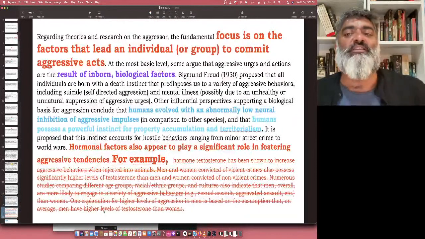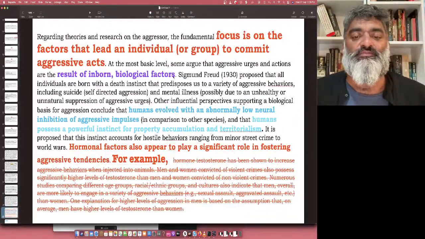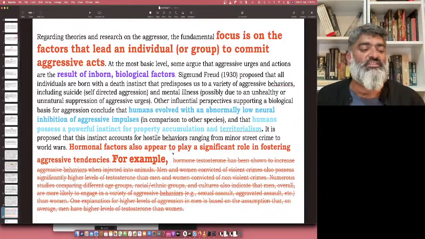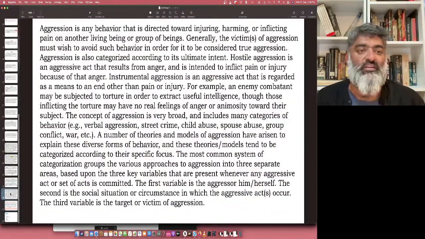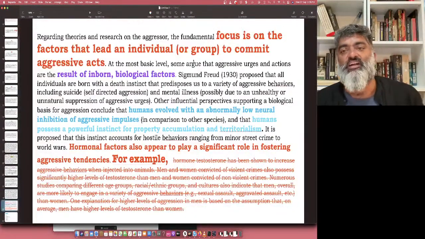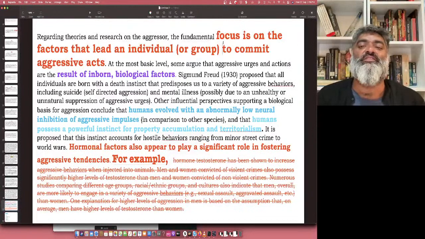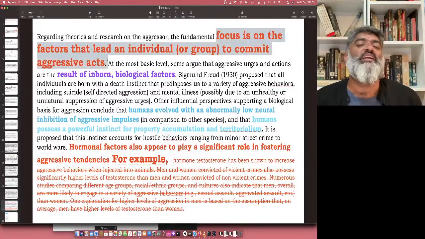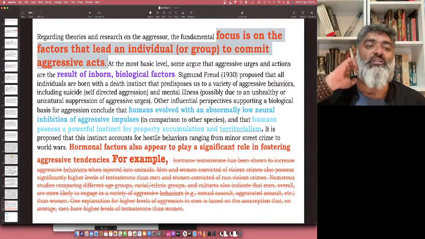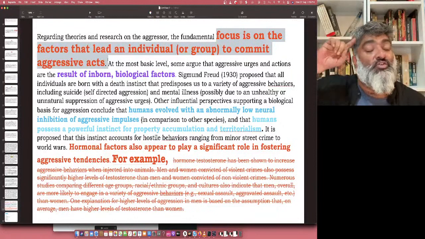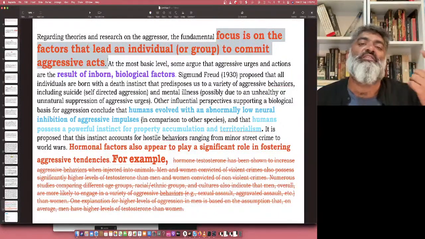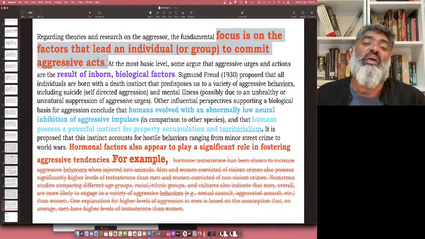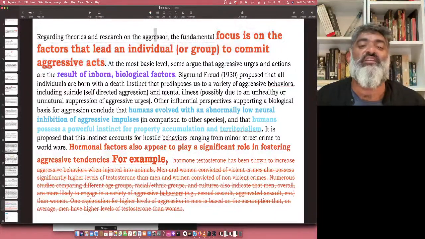So second paragraph, this is too much color right now, so maybe okay, let's start. This is the second paragraph in the story. The focus is on the factors that lead an individual or group to commit aggressive acts. So remember there were three categories earlier: the focus on the aggressor, the social situation, or the victim. Here it is saying focusing on the aggressor, right?